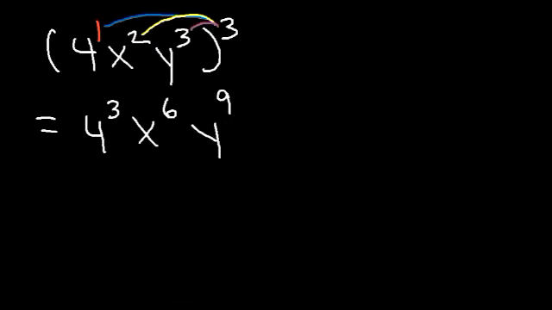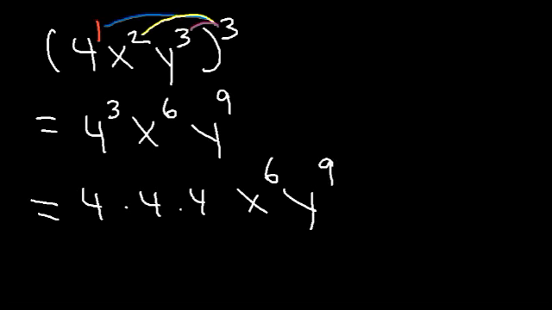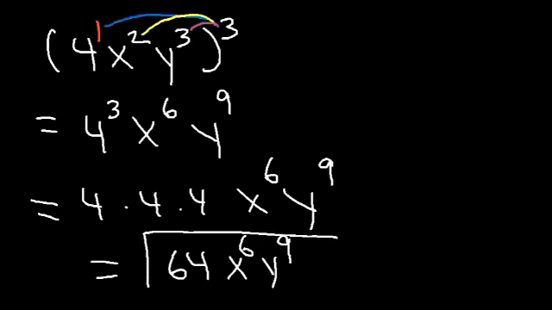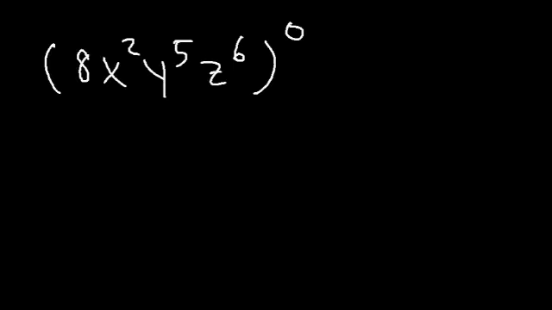So what's 4 to the 3rd power? 4 to the 3rd power is 4 times 4 times 4. 4 times 4 is 16, and 16 times 4 is 64. So this is the answer to that expression. Now what if you get a question that looks like this? Let's say it's 8x squared y to the 5th z to the 6th raised to the 0 power.